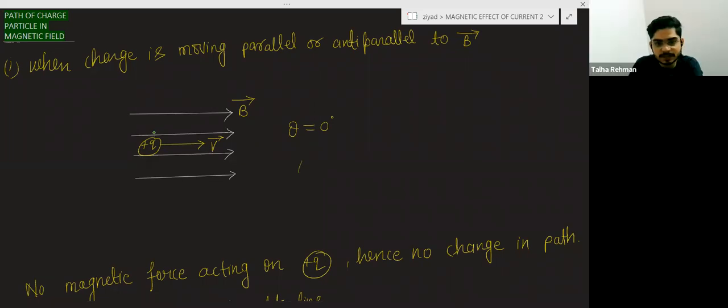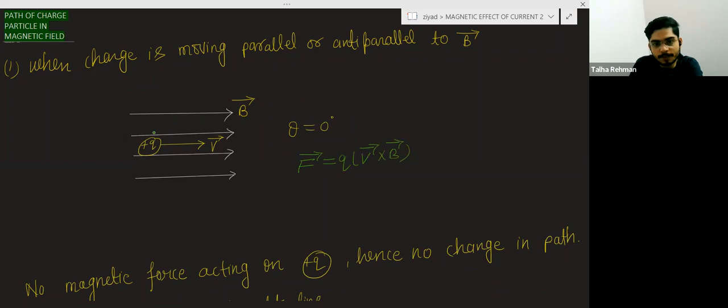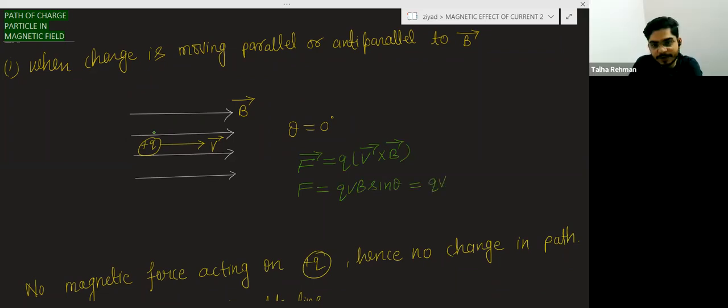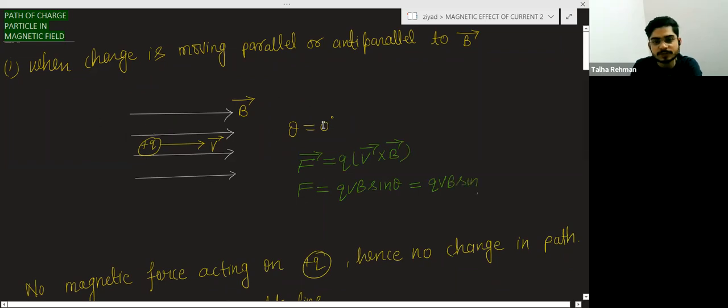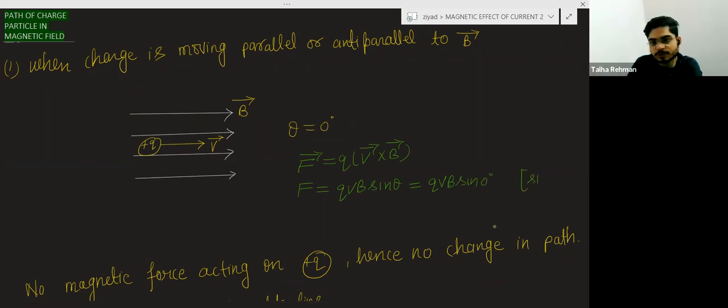The formula in the vector form is written as q v cross B. When you open this, you will get the scalar form, which is q v B sine theta. Now we have charge, velocity, and magnetic field. Instead of theta, put 0, and sine 0 is equal to 0. So this whole thing will become 0.